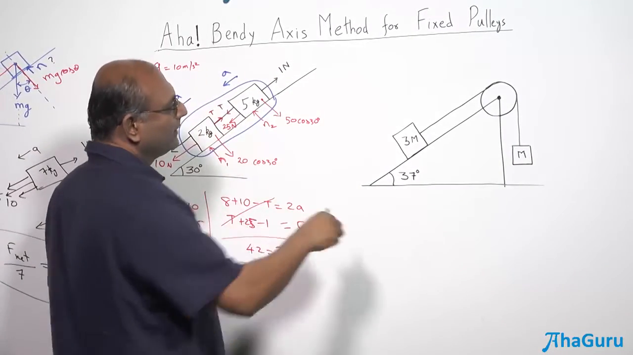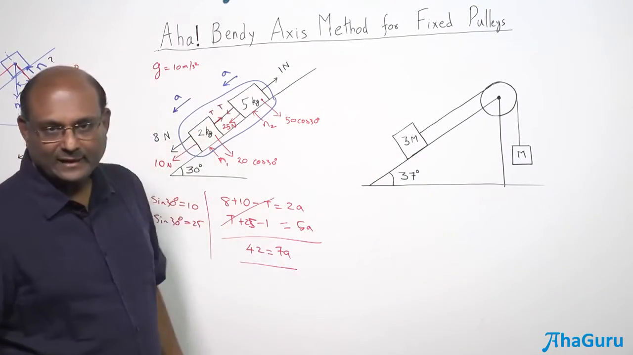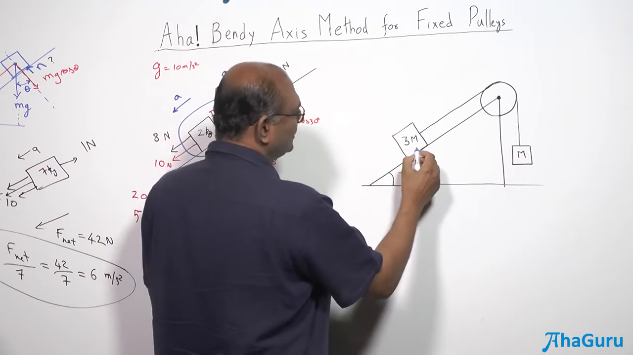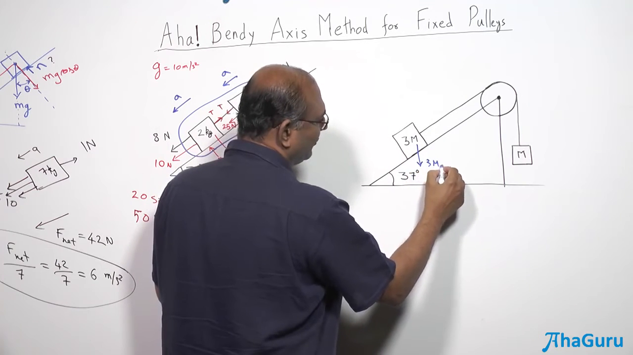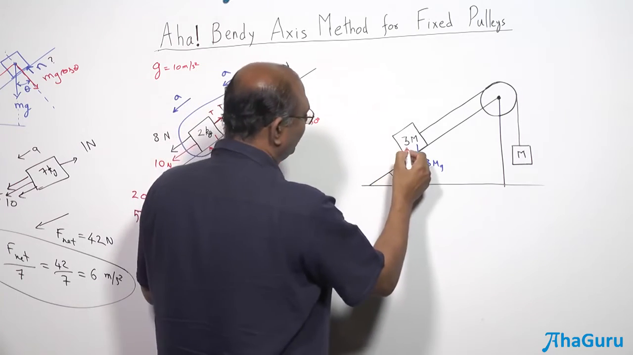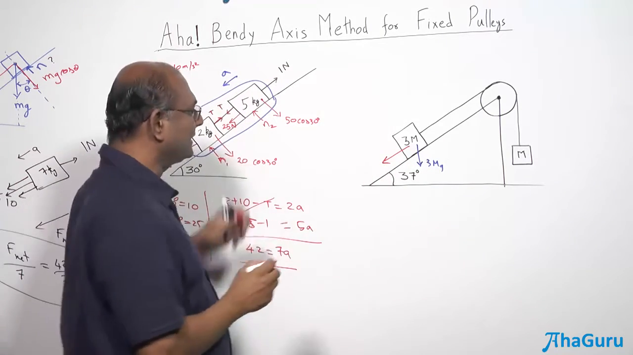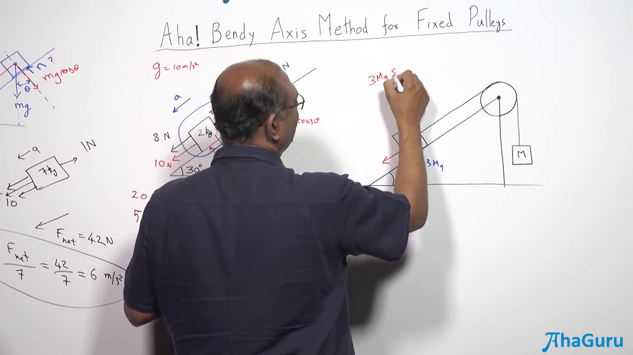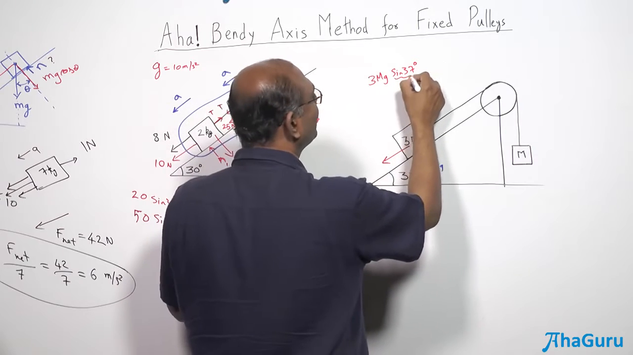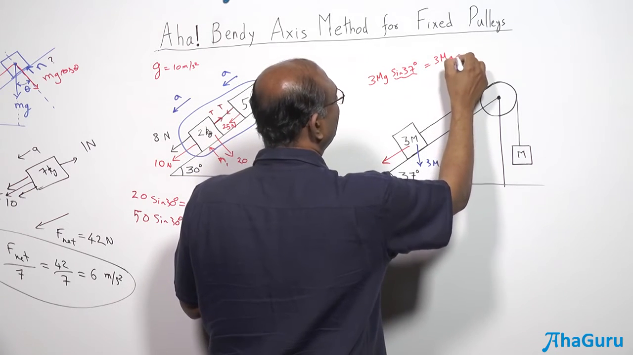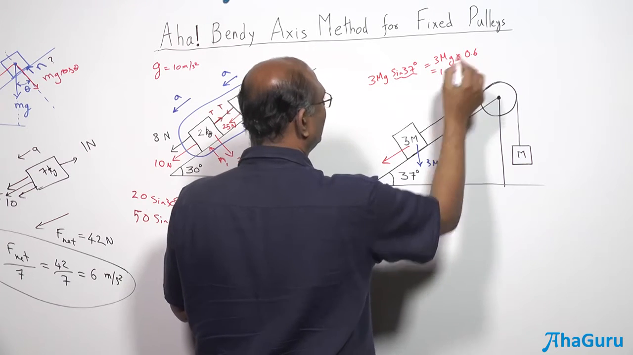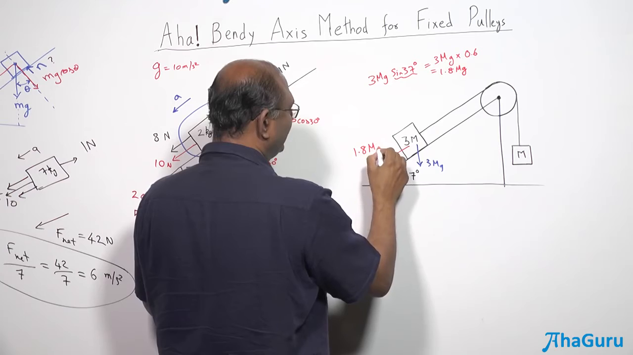So basically, what is this force? 3 mg. So if I take this 3 mg, let me in fact draw it with a different color. So this is 3 mg, and I'm going to resolve this 3 mg into this direction and that direction. And in this direction, what is the force? 3 mg sine 37. Now sine 37 is 3 by 5. Okay, that's a good thing to remember. So this is 3 mg into 3 by 5. 3 by 5 is 0.6. So if I multiply, I'll get 1.8 mg. Okay, so this is 1.8 mg in this direction.